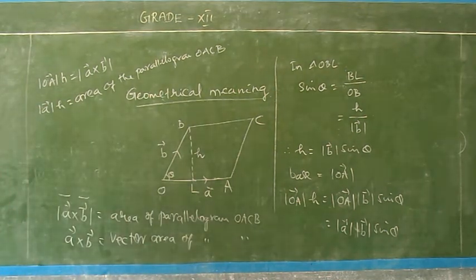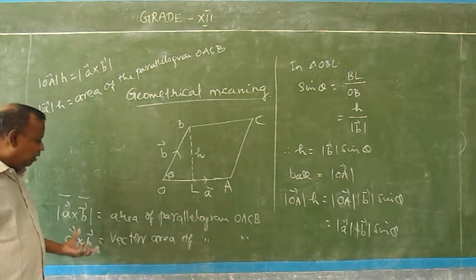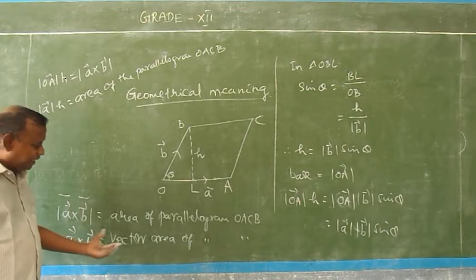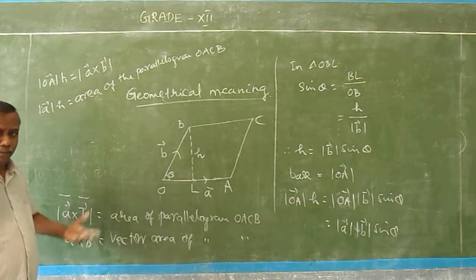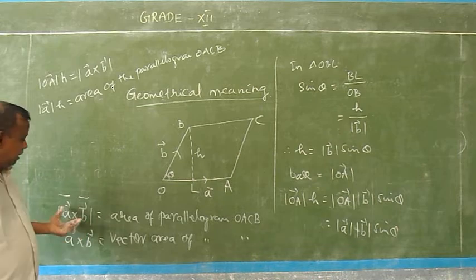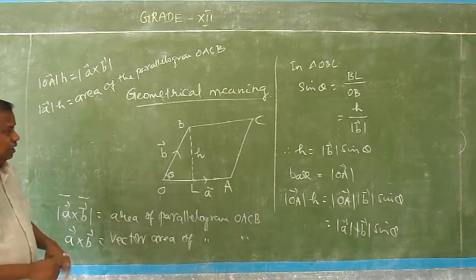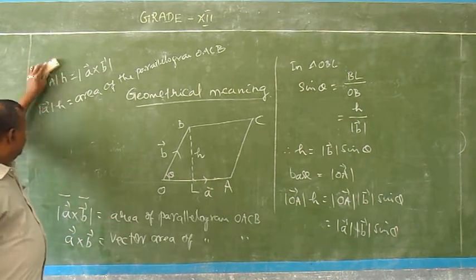Generally they won't ask you, but geometrically A vector cross B vector is the vector area of the parallelogram. But we need only the magnitude. Area means magnitude. Therefore, we take the modulus like this. I hope you understood this. Next.